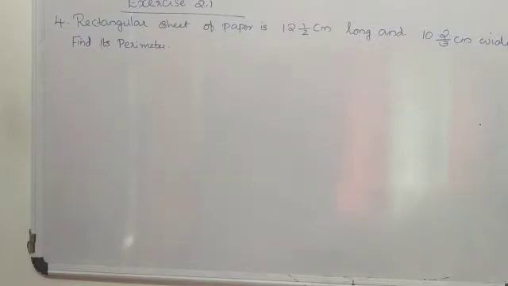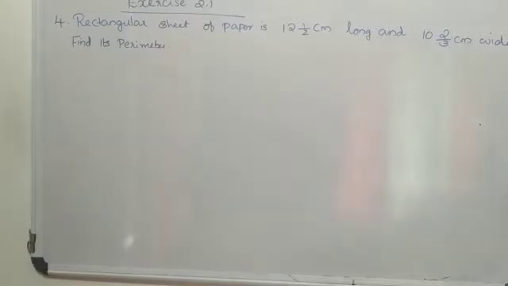Question number 4 from exercise 2.1. A rectangular sheet of paper is 12 1/2 centimeter long and 10 2/3 centimeter wide. Find its perimeter. So if you are getting a question like this, how to find the perimeter? When you see the question, 12 1/2 is a mixed fraction. How to do this? It is very easy. We will see how to do this.